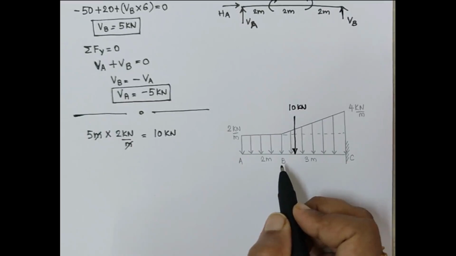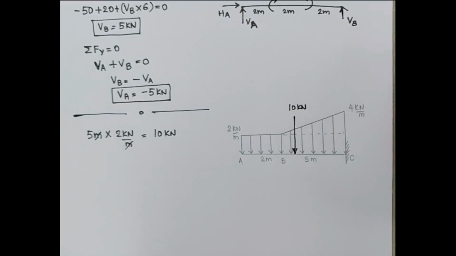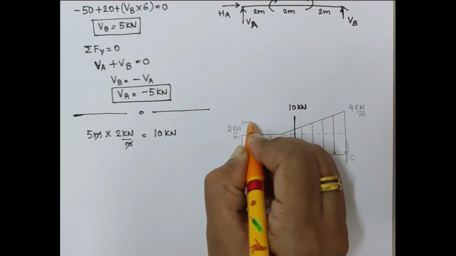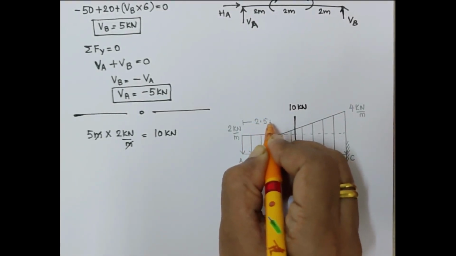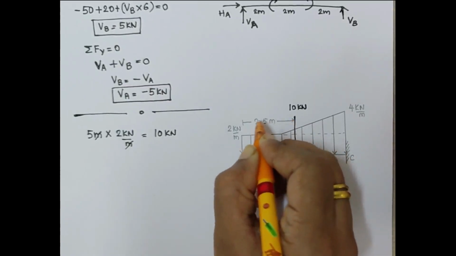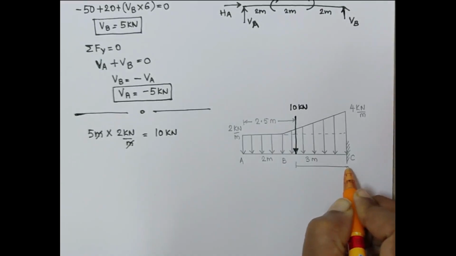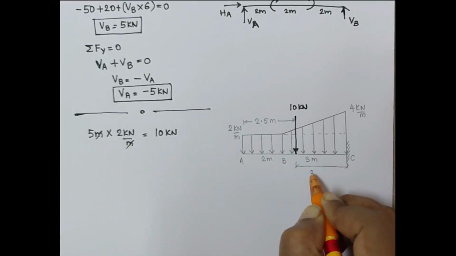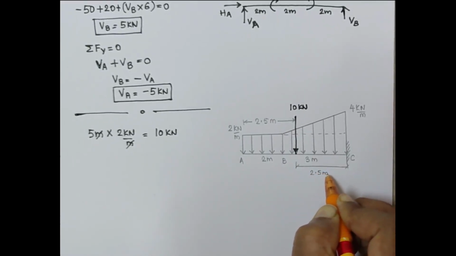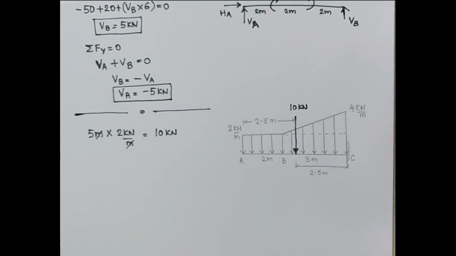We have to note that since it is acting at the center of the beam, the distance gets divided into 2, and you have a 2.5 meter distance from one end and similarly a 2.5 meter distance from the other end. So this is how the distance gets divided since the loading is acting at the center.